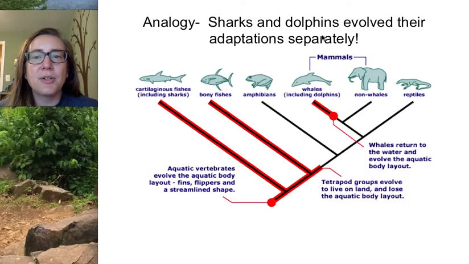So with analogy, sharks and dolphins are independently evolving their adaptations, again, just because of natural selection and similar selective pressures. If we were to look at this cladogram, we are going to see that the sharks and fishes and the dolphins shared a common ancestor right here, but they are not very closely related if you look at other species. So you would say that an amphibian is more closely related to that dolphin than the shark is.